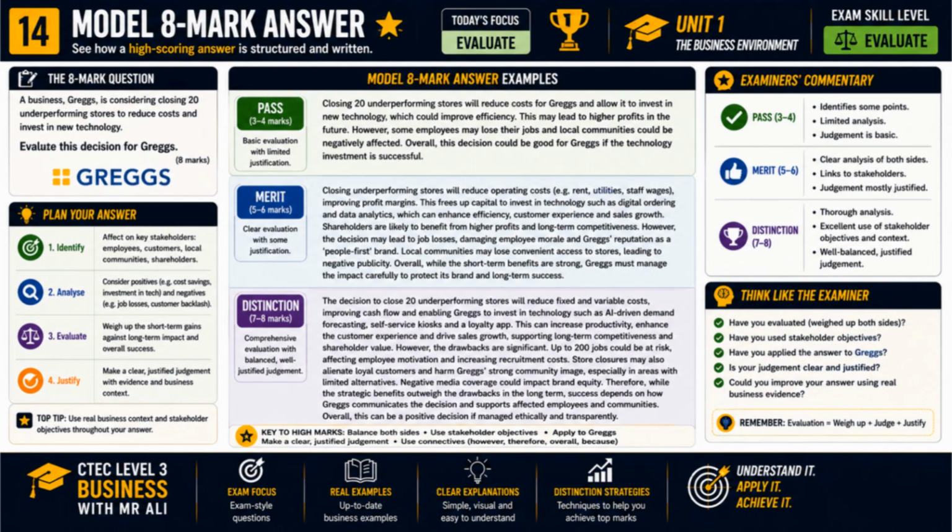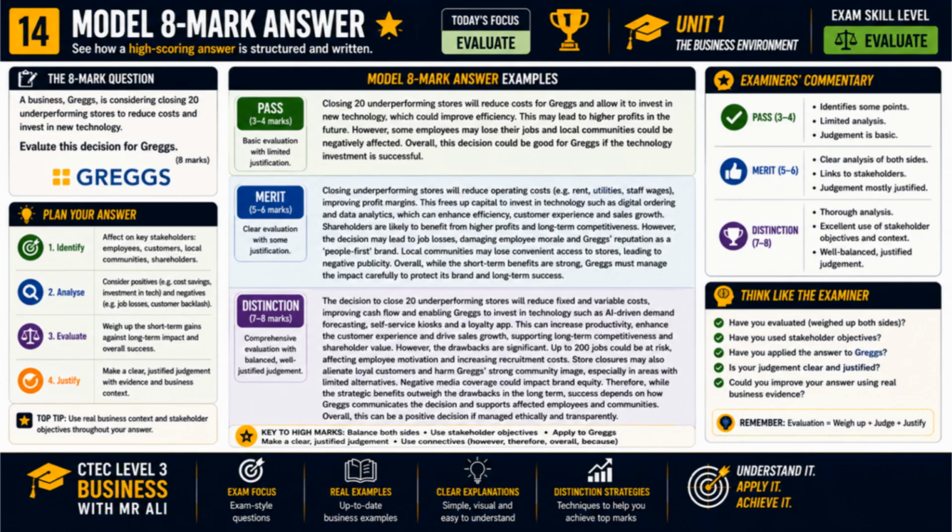On this one, I've gone through and I've just given you actual pass answers, merit answers, and distinction answers. So I'm not going to run through this. This is, again, a resource slide for you, just taking that same question, that same 4-step process, but looking at how short and how limited in its response a pass answer is, only getting you that 3 to 4 marks. The merit, taking that by expanding it, giving you 5 to 6 with a clear evaluation and now some justifications. But then the distinction, you can see a lot of detail there. Comprehensive evaluation with balanced and justified judgment.